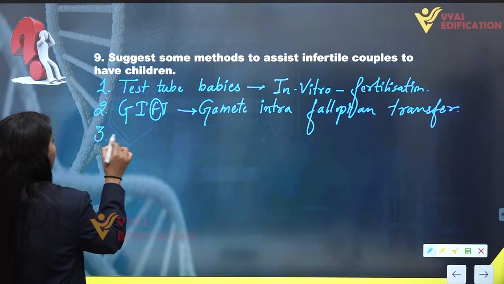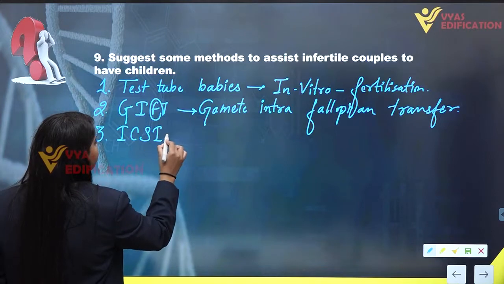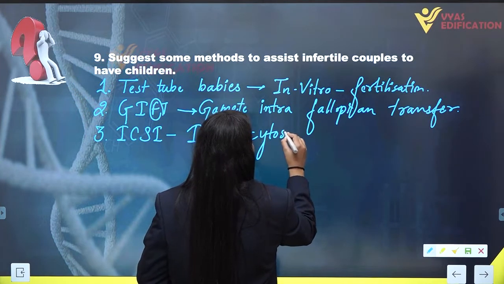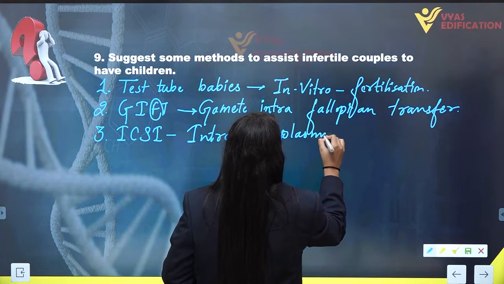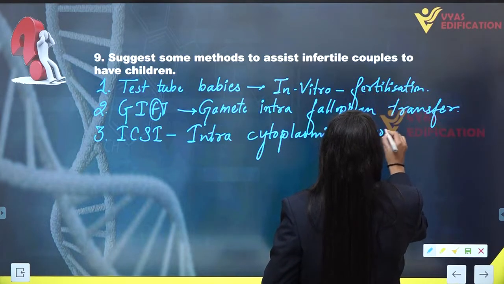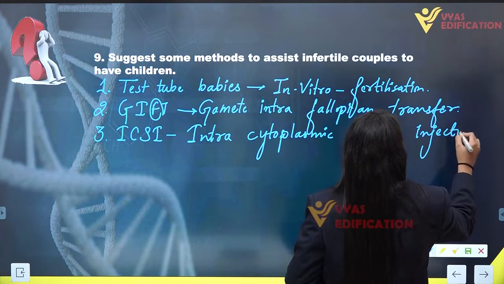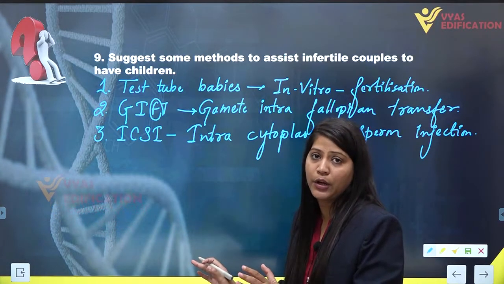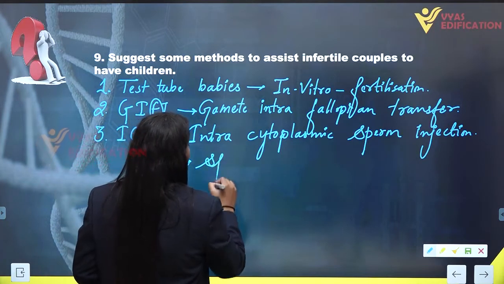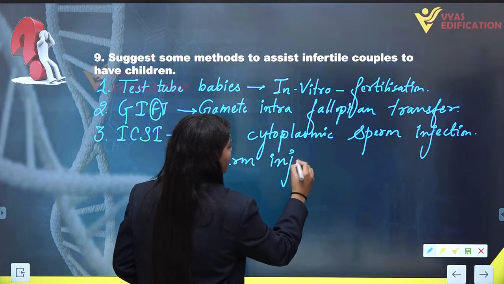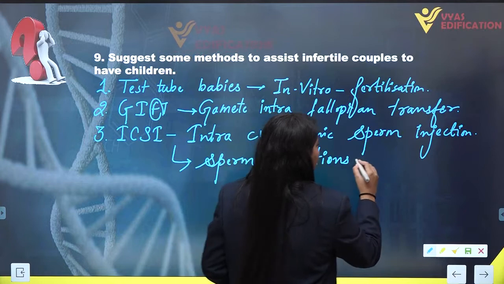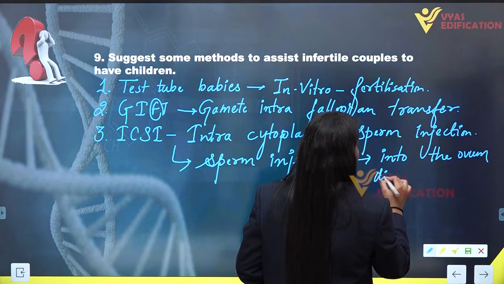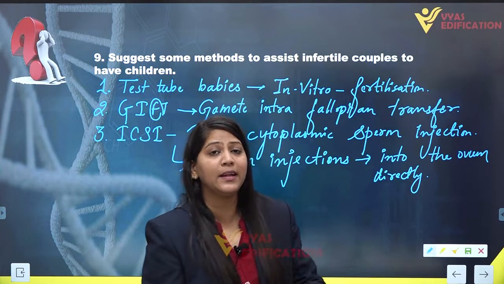Third we have is ICSI, that means intracytoplasmic sperm injection. Now, in this technique, sperms are directly injected into the ovum in the laboratory. So, what happens in this technique? Sperm is injected into the ovum directly, and of course this process happens in the laboratory.